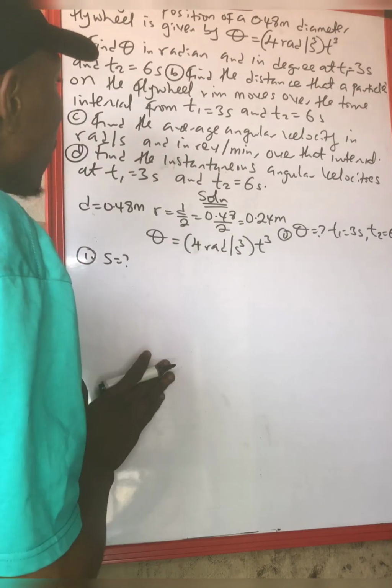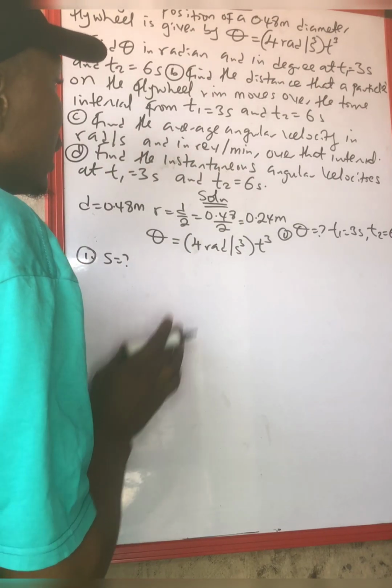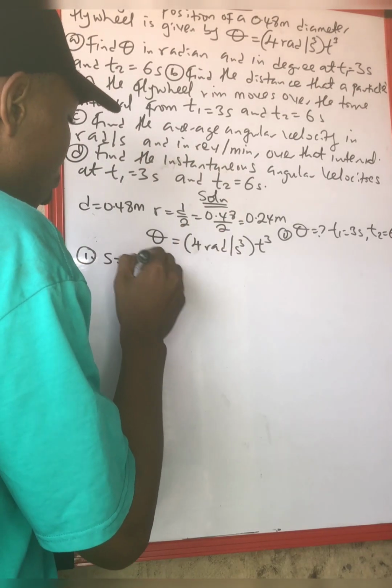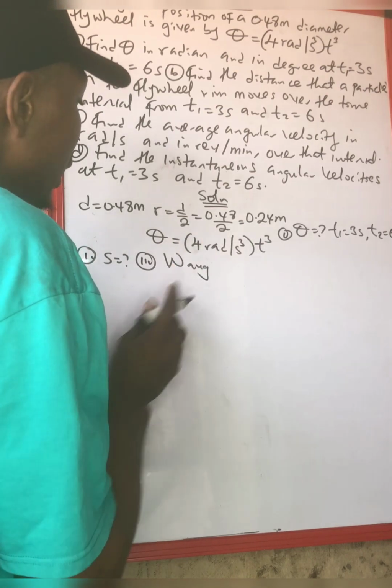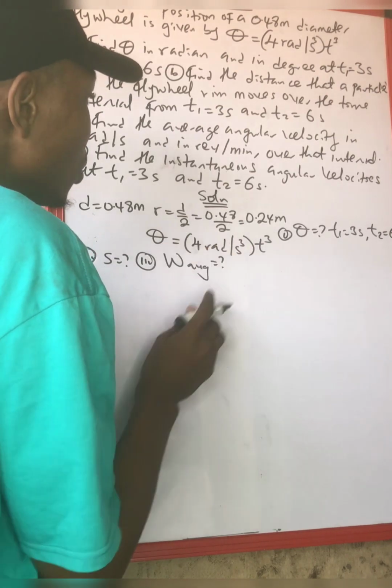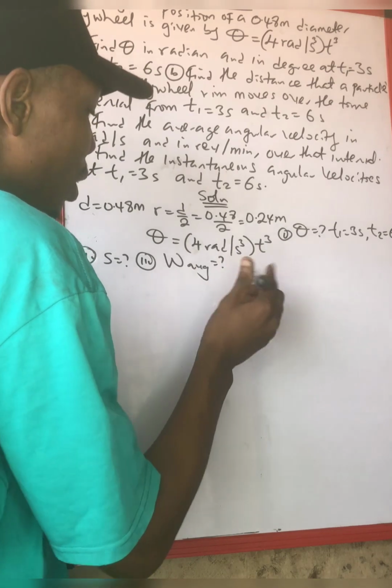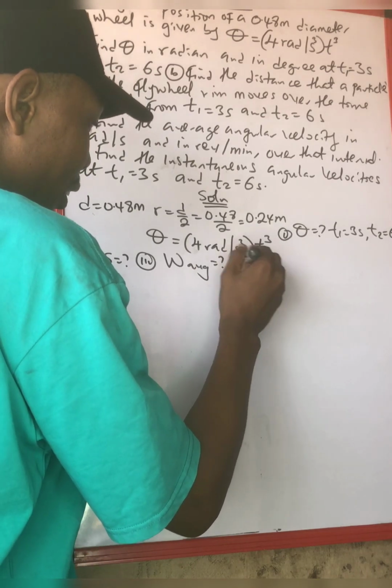And the next one, we are also asked to look for the average angular velocity. That is omega avg. And the next one, we are asked to look for the instantaneous angular velocity.